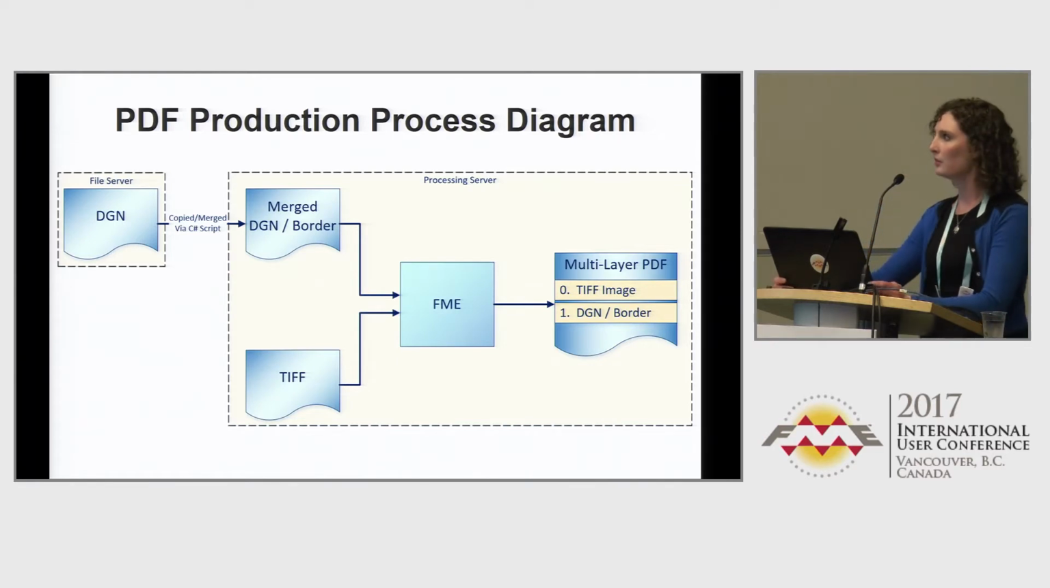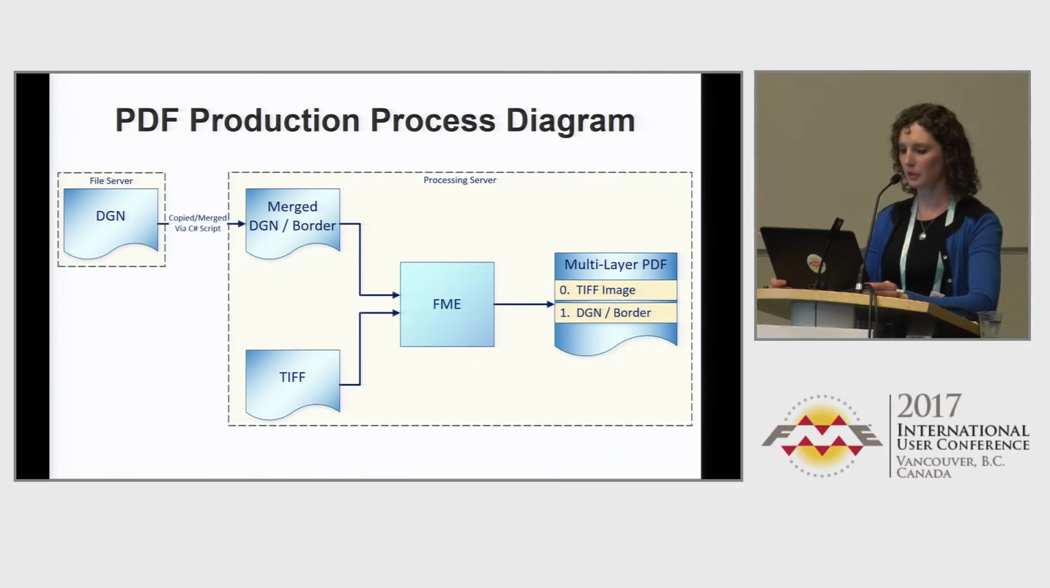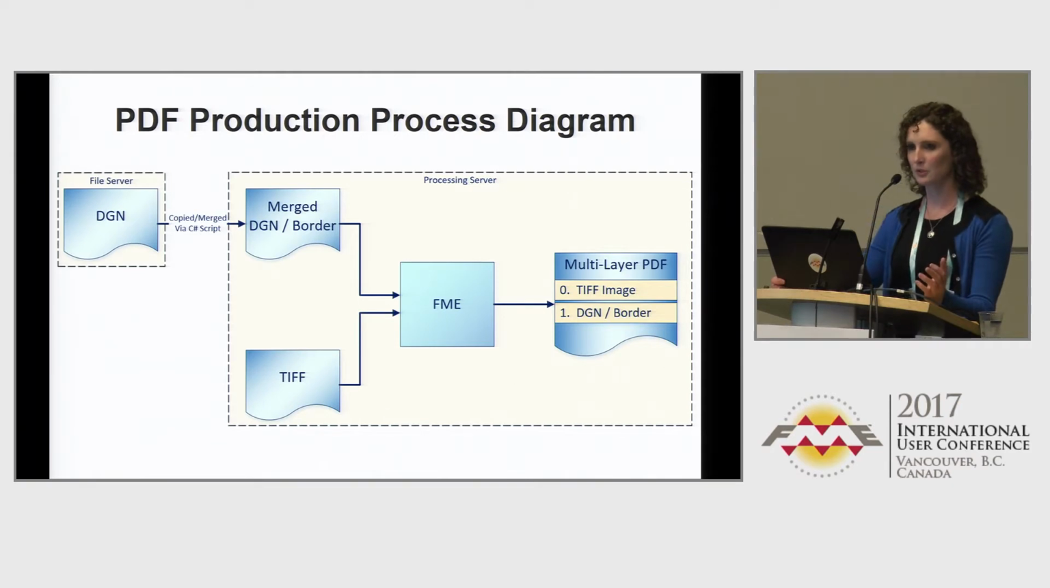All right, so this is the main process. I'm taking DGN files from the file server. They're being copied and merged via a C# script. When I originally did the proof of concept for this project, some of the DGN files came over into FME and the borders were misaligned. I think it was because FME was viewing the border file as a separate DGN, and so it didn't have the information it needed to bring it in aligned the way it should be.